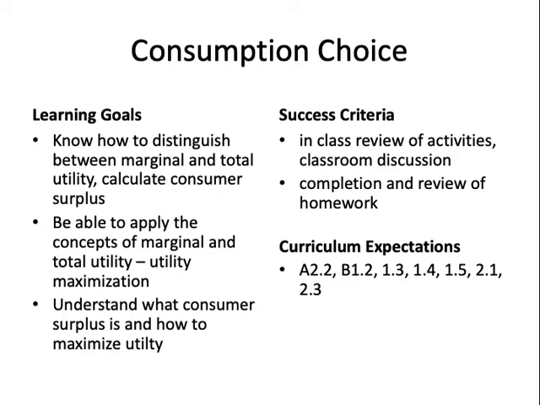So today we're talking about consumption choice. One is to know how to distinguish between marginal and total utility, as well as calculate consumer surplus. Two, be able to apply concepts of marginal and total utility, getting utility maximization. And three, understand what consumer surplus is and how to maximize utility. Success criteria obviously is to review activities and discuss thoughts, as well as completion and review of homework as always.